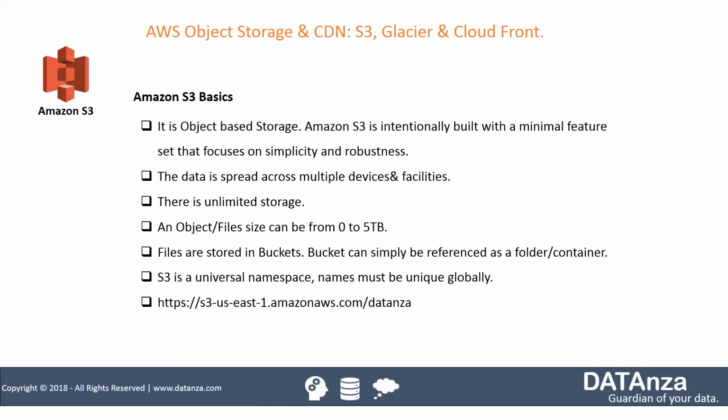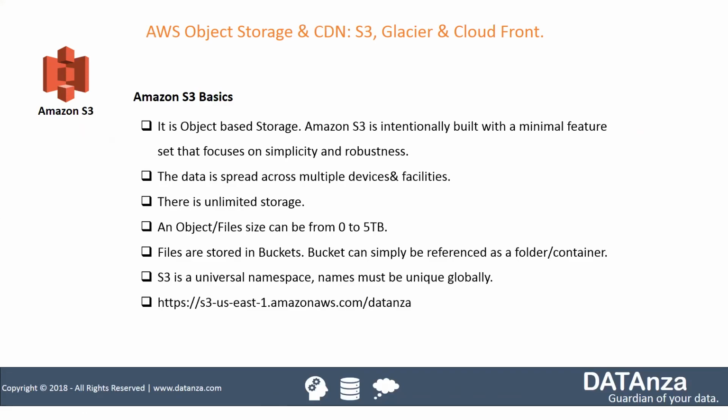Now, an object or file size can range from 0 to 5 terabytes. When we call it object-based storage, it has to be a simple file. So what is an object? We will discuss in more detail in the subsequent slides. But for now, you can think of an object as a small Word document or a small text file, whose size can start from 0 bytes to 5 terabytes. That is the maximum file size you can upload to something called Amazon S3.